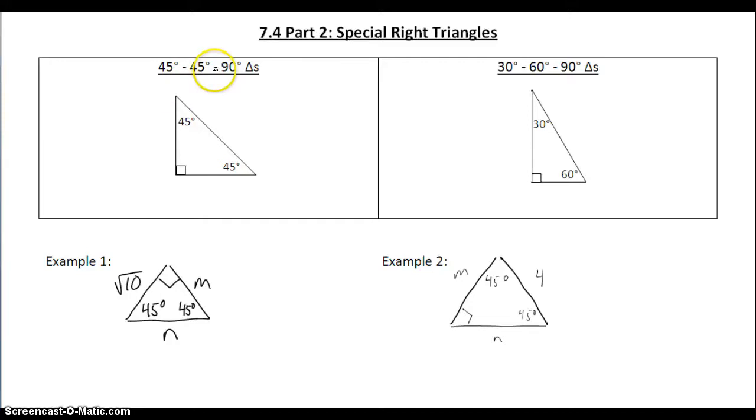The pattern for a 45, 45, 90 triangle is the two legs are equal and the hypotenuse is the square root of 2 times bigger than the two legs. In a 30, 60, 90 triangle, the smallest side is x, the biggest side is 2x, and the middle side is x times the square root of 3.